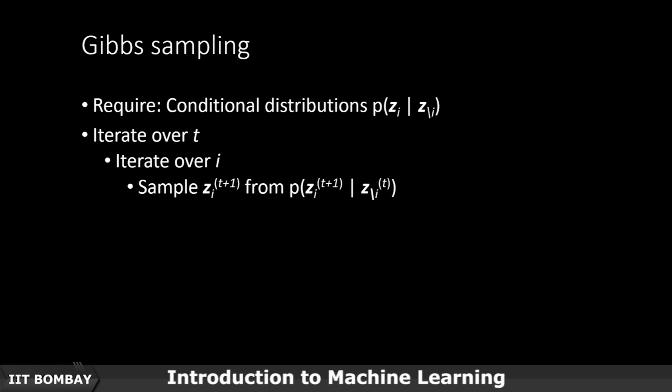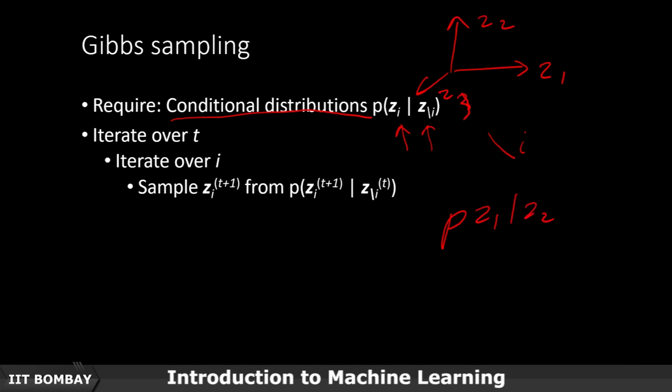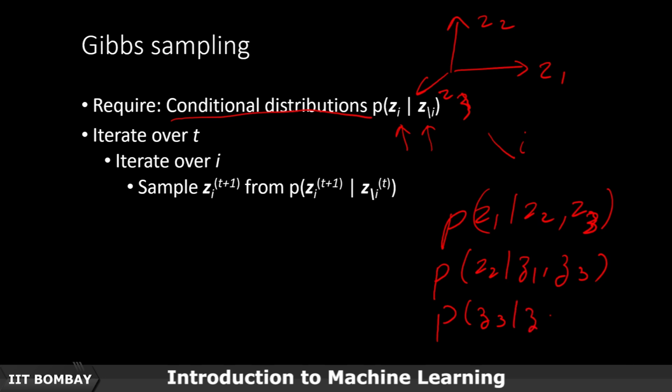The last topic that we will talk about in generating samples is Gibbs sampling. This works well when we have conditional distributions, that is, when we are able to generate the ith dimension given all but the ith dimension. The notation \i means all the dimensions of Z except for the ith dimension. For example, let's say we have three dimensions, Z1, Z2 and Z3. If we can generate samples from P of Z1 given Z2, Z3, from P of Z2 given Z1, Z3, and from P of Z3 given Z1 and Z2, then we can use Gibbs sampling.